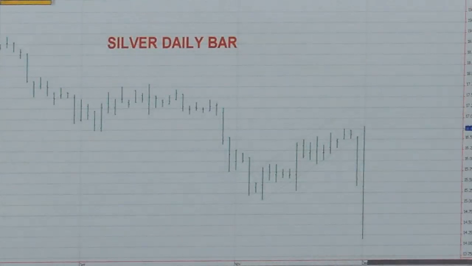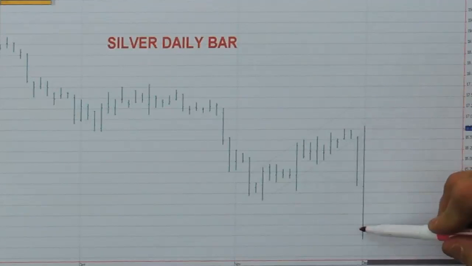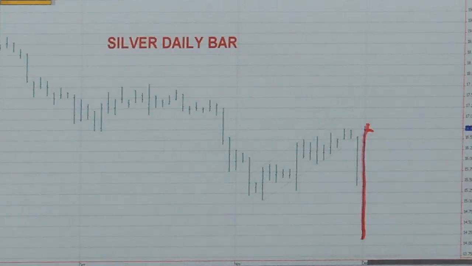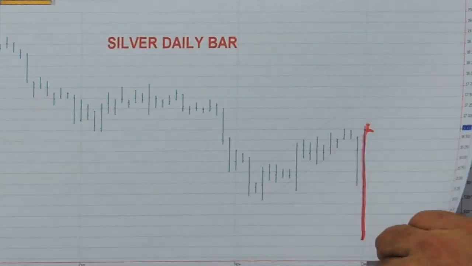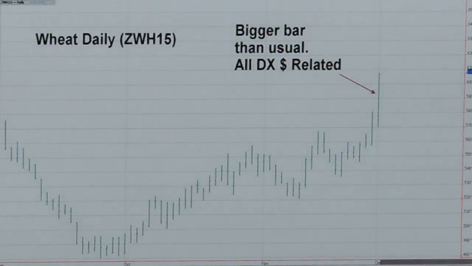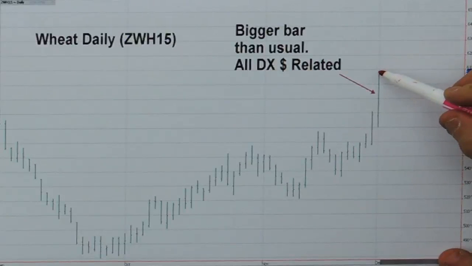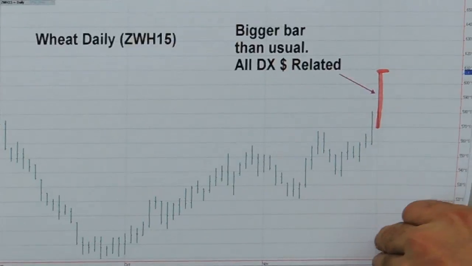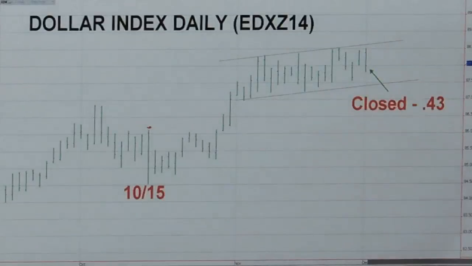Look at what silver did. Dollar down 43 points, silver goes up this far. I mean, really? A 250 plus point day in silver? Really? Unbelievable. Even something like wheat, the dollar's down 43, which is unusual for the dollar. Look at how high the wheat goes and settles right there. That, my friends, is telling you this is dollar related. Don't get so nervous unless the dollar really starts to get hammered. I don't think that's going to be the case.